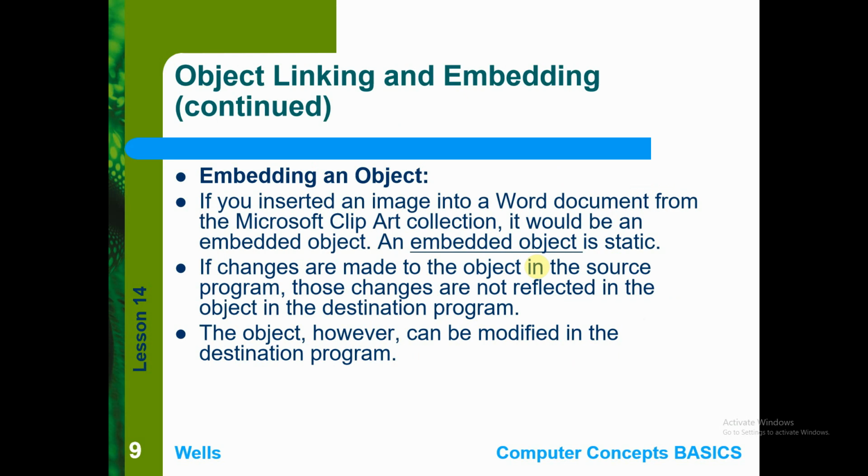Then for embedding an object, if you insert an image in a Word document from the MS clip art collection, that is what we call an embedded object, and it is static, as is. Whatever image you copied, you cannot visually edit it, that is the nature of the feature. Changes made on the object in the source program are not reflected on the object in the destination program. The object, however, can be modified in the destination program.